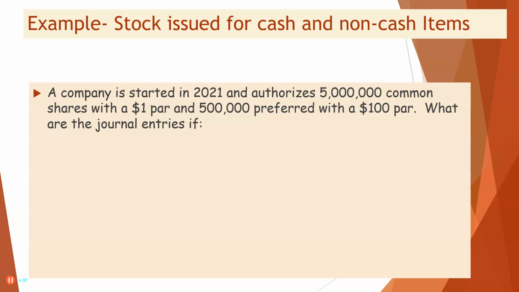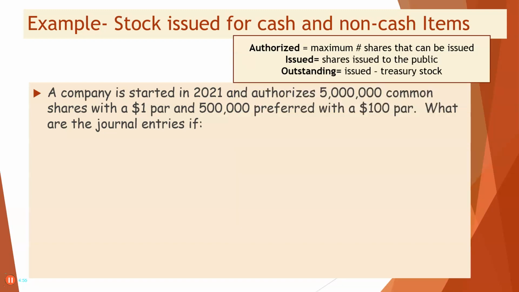Now, let's take a look at a bunch of examples. This is the same company. We're going to go through all these transactions to help you understand it. Now, a company is started in 2021 and authorizes 5 million common shares with $1 par, and 500,000 preferred shares with a $100 par. What are the journal entries? Well, authorized is the maximum number of shares that can be issued. Issued is shares issued to the public, and outstanding is issued minus treasury stock. So let's take a look at our journals.